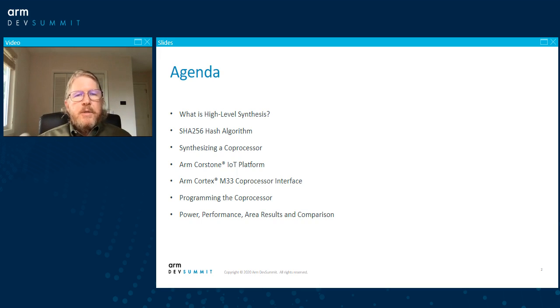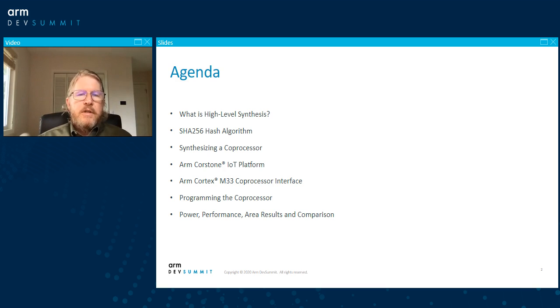Here's an agenda of what I'm going to be going over today. Starting with what is high-level synthesis. I'll briefly talk about what high-level synthesis is and how we'll use it to generate a block of hardware. Then I'll be talking about the SHA-256 hashing algorithm. This is the algorithm that we're going to be using to implement as a coprocessor. So we'll talk about synthesizing that algorithm into a coprocessor and connecting it up to the ARM Corstone IoT platform.